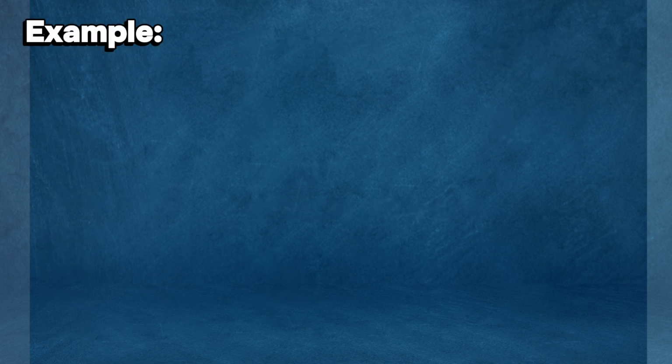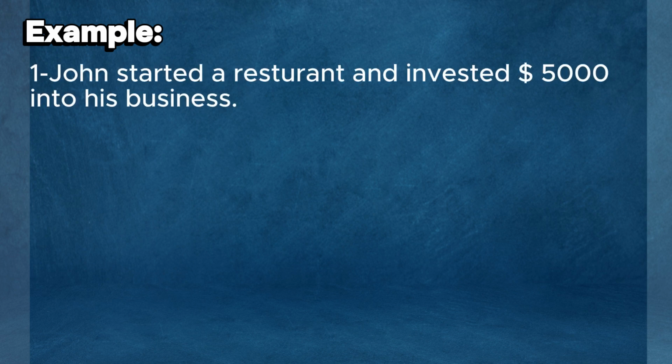Now let's try to understand the accounting equation with the help of an example. Before we start, always remember there are two sides of the accounting equation. Each example and each transaction is going to have two effects. So let's start our example. John started a restaurant business, and he invested $5,000 into his business. Now let's analyze how we can convert this transaction into an accounting equation.